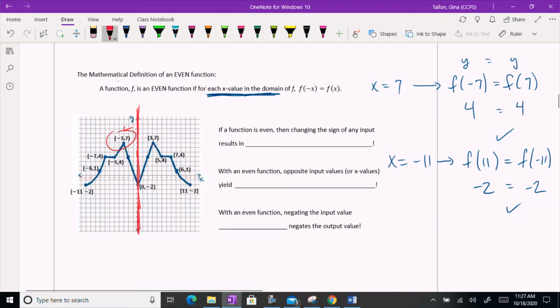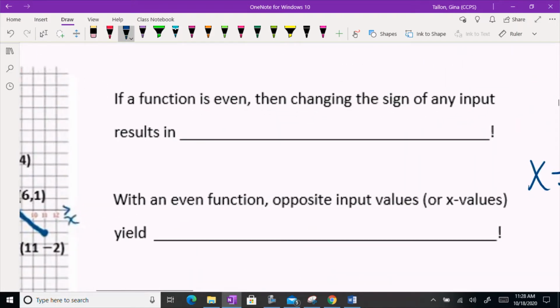So let's see what we're looking for answers on these questions here. I'm basically paraphrasing the mathematical definition of an even function for you so that you can see it and hear it in different ways. If a function is even, then changing the sign of any input value results in what? If I take my input value, like 7, and I use negative 7 and positive 7, what kind of result do I get from my output? So changing the sign of the input results in, and I'm going to zoom in here so I can write, no change in the output.